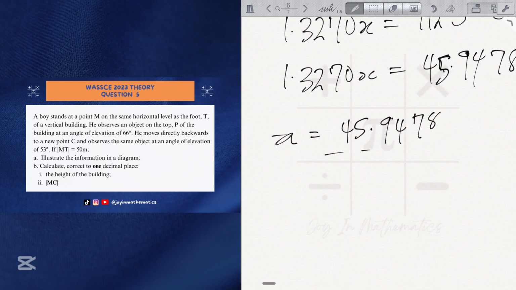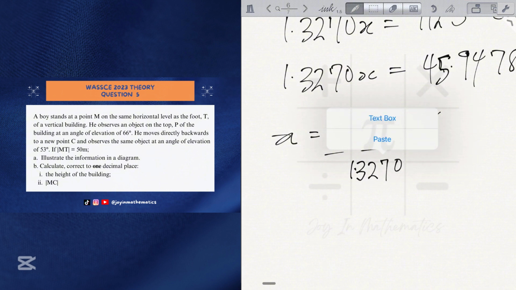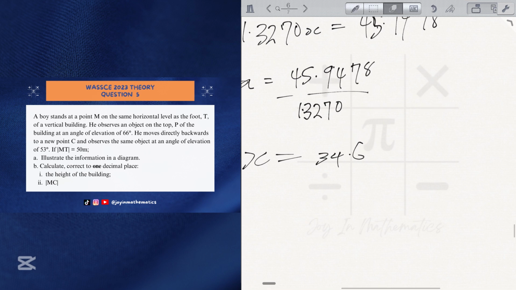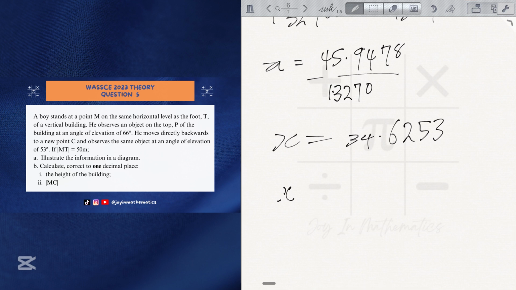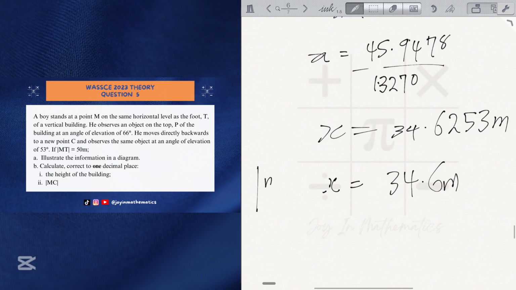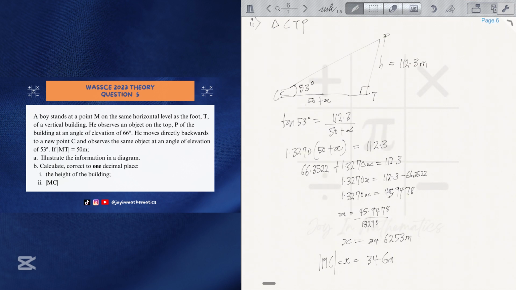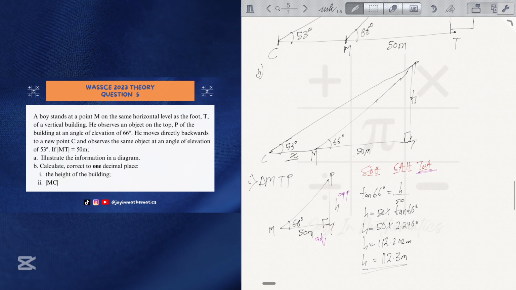So we have the value of x to be equal to 45.9478 divided by 1.3270. Solving this, we have x as 34.6253. Converting to one decimal place, x is equal to 34.6 meters, and x is equal to MC. So we have solved for MC, x, and we have also solved for height, h.